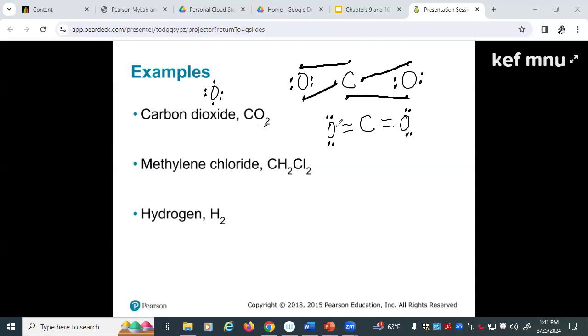All right, let's look at another example. With methylene chloride, I have carbon. So the Lewis symbol for carbon is this. I have hydrogen, which hydrogen is in group 1, so it just has the 1 dot. And I have chlorine, which is a halogen. It's got 7. So it looks something like that.